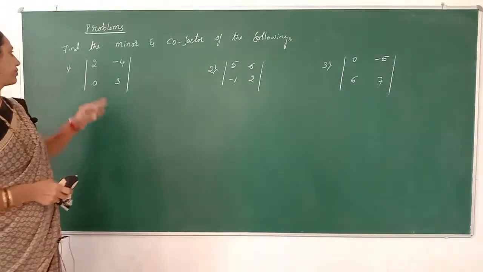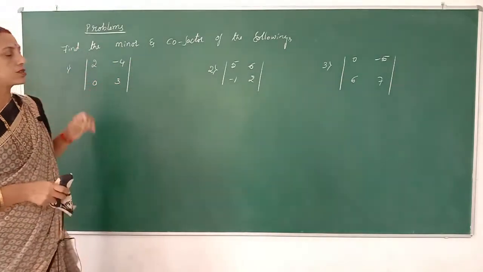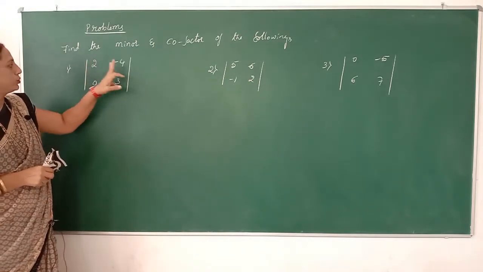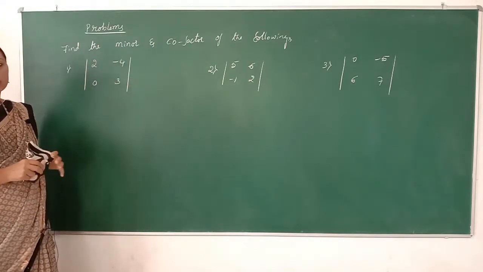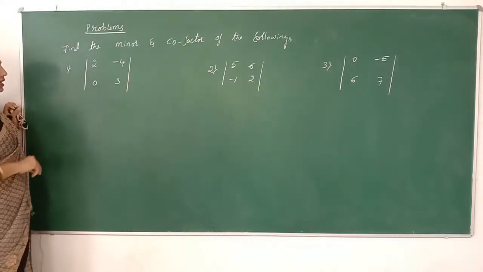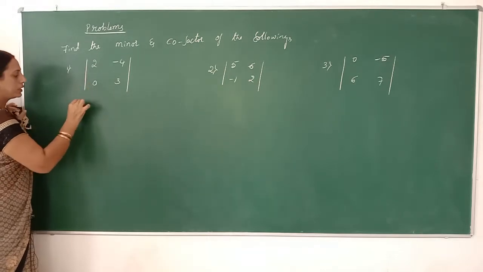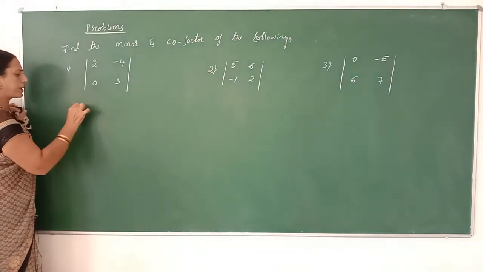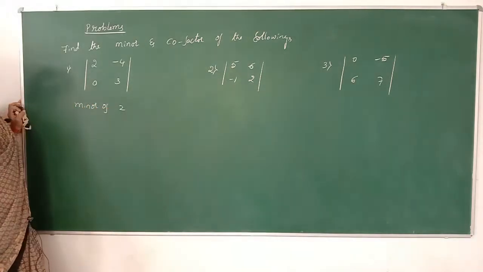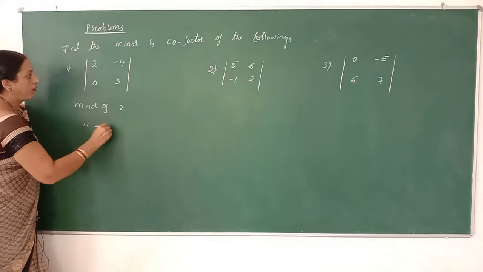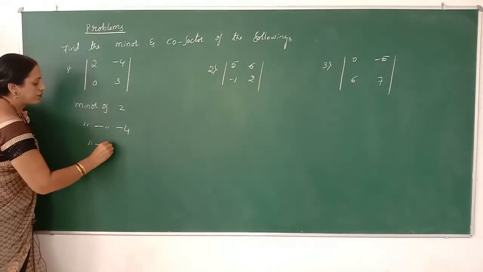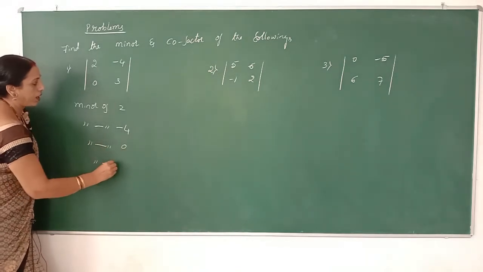Next one, find the minor and cofactors of the followings. So first problem is determinant of 2, minus 4, 0, 3. It's one of the 2 cross 2 determinants. Now first we'll find the minor of these elements. These are generally denoted by minor of 2, otherwise M11, or minor of minus 4, otherwise M12, or minor of 0 and minor of 3.